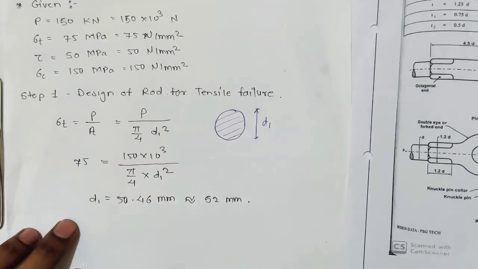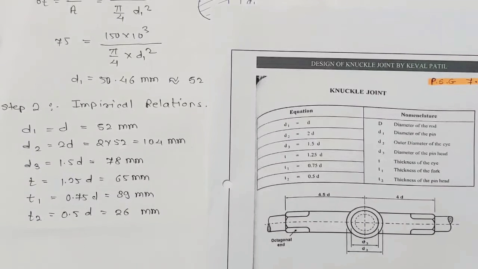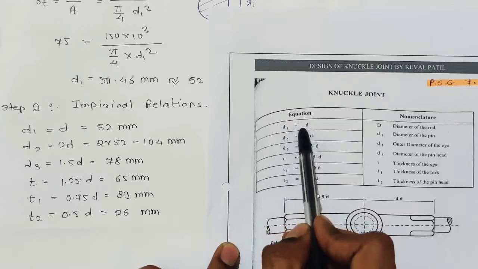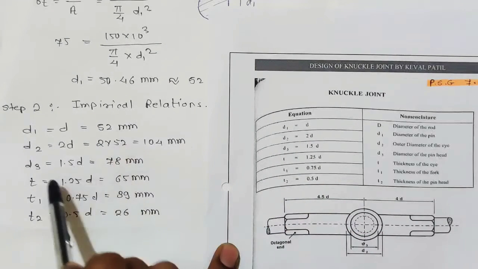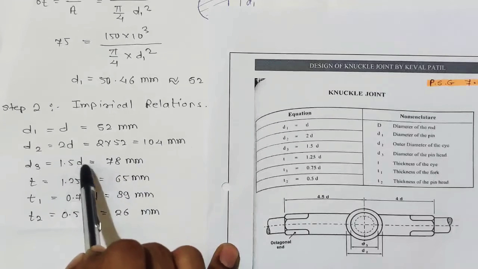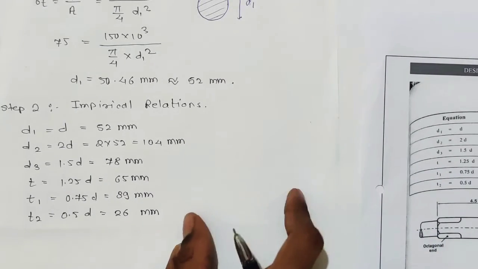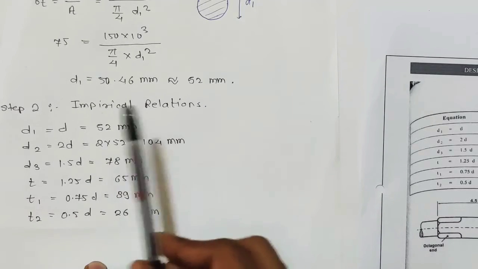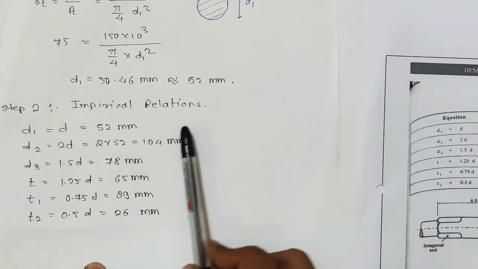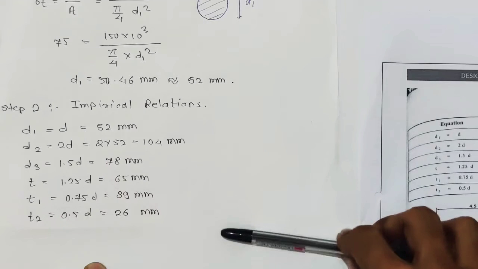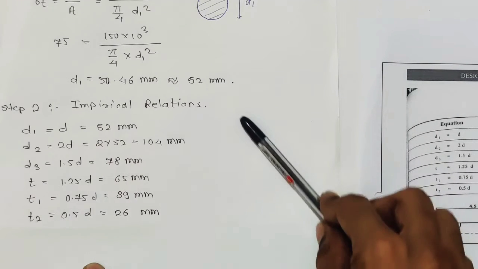Now we have d1, so we can go for empirical relations. Using these equations I found all the empirical dimensions. d1 is equal to d, which is 52 mm, d2 is 2d, so 104, d3 is 1.5 into 52, 78 mm. So I found all the dimensions from the given empirical relations. Keep space over here. If there is any change in d1 in further calculation, we have to modify all these empirical relations, or in most cases we have to modify them.